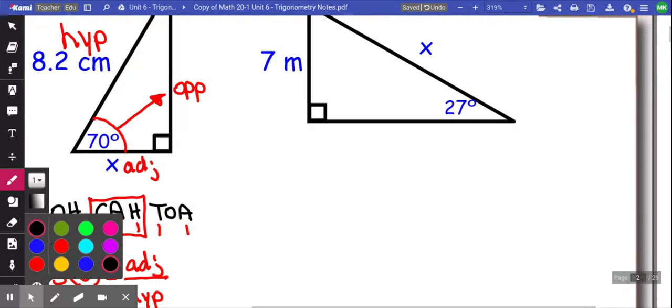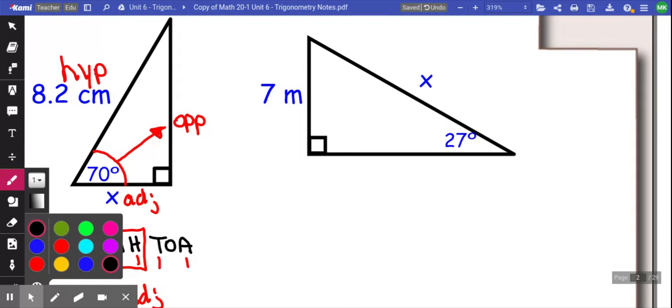We look at this question over here. First thing we do is we label our triangle. X is my hypotenuse. Across from the angle I'm working with is my opposite. And my third side is my adjacent. I write out Sohcahtoa.